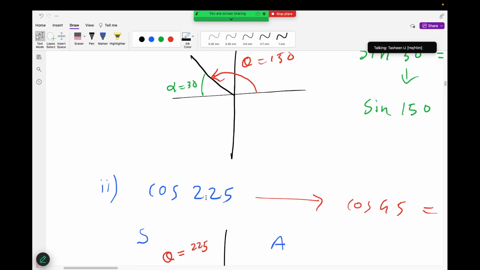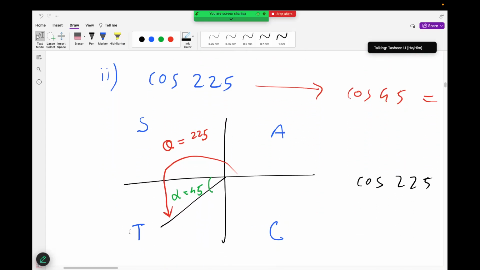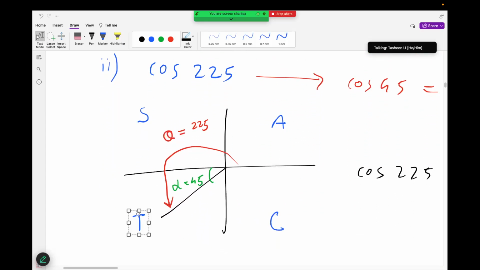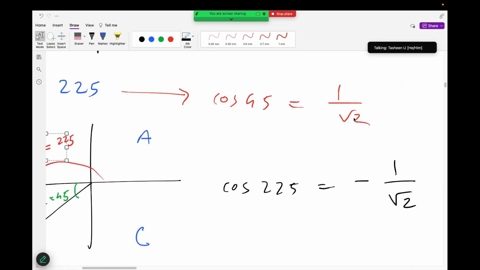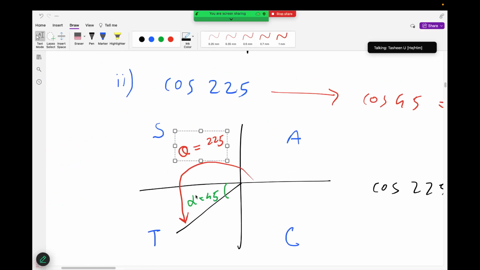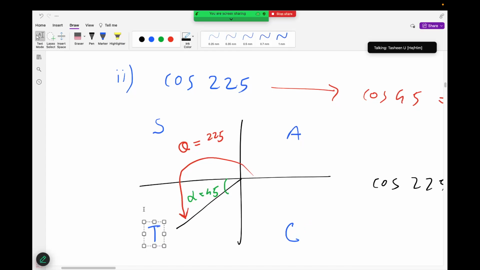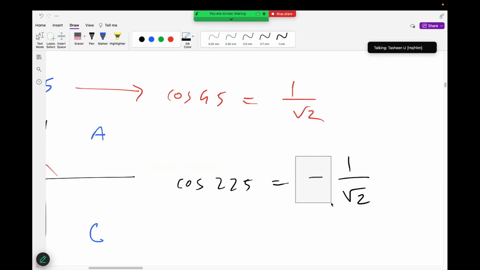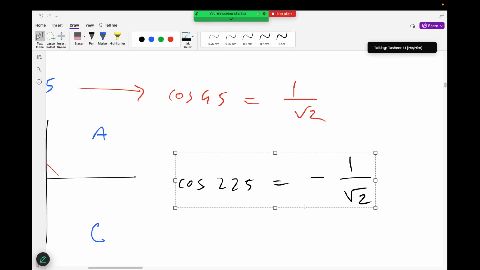Similarly for cos 225, where is cos 225? In the third quadrant. Tan is positive here, so cos is negative. Cos theta is equal to cos 45 after adjusting plus minus sign. So if cos is negative, it will be negative. Yes. Okay.